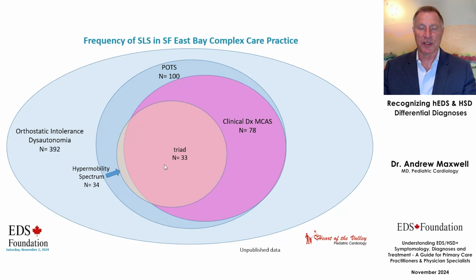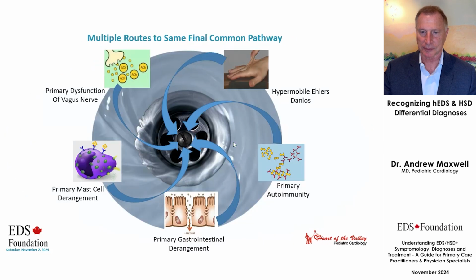Hypermobility spectrum disorder was found in 34 of them. Of those 34, 33 patients met criteria for the triad, meaning all 3: dysautonomia, mast cell activation syndrome, and hypermobility spectrum disorder. So they had all 3. 33% of all the POTS patients met all 3.